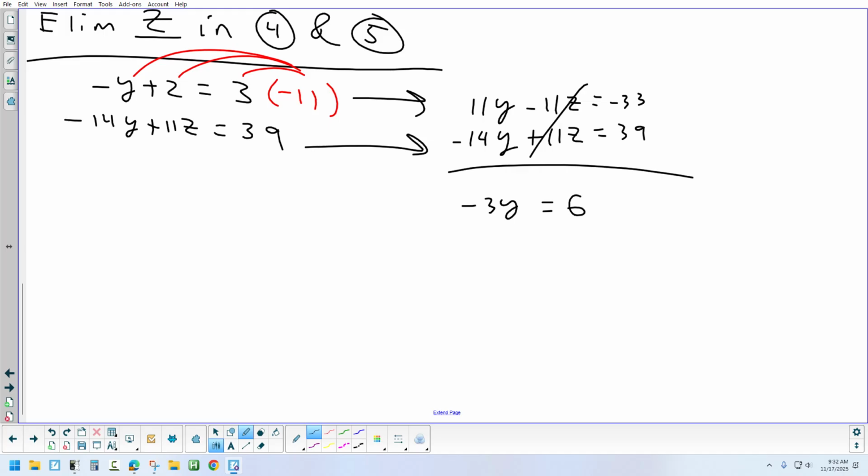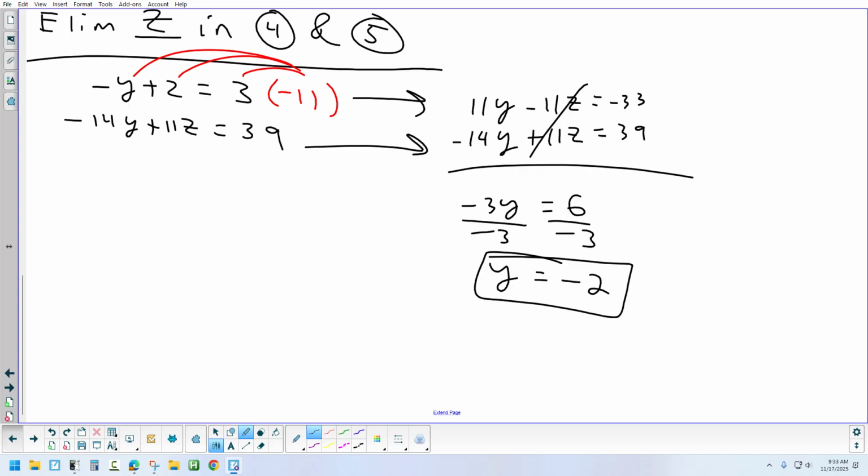Now we've created another new equation. That's equation 6. But the nice thing about that equation is it only has one variable in it. So now we can figure out our first variable. Divide each side by negative 3. And what do we get for y? Negative 2.